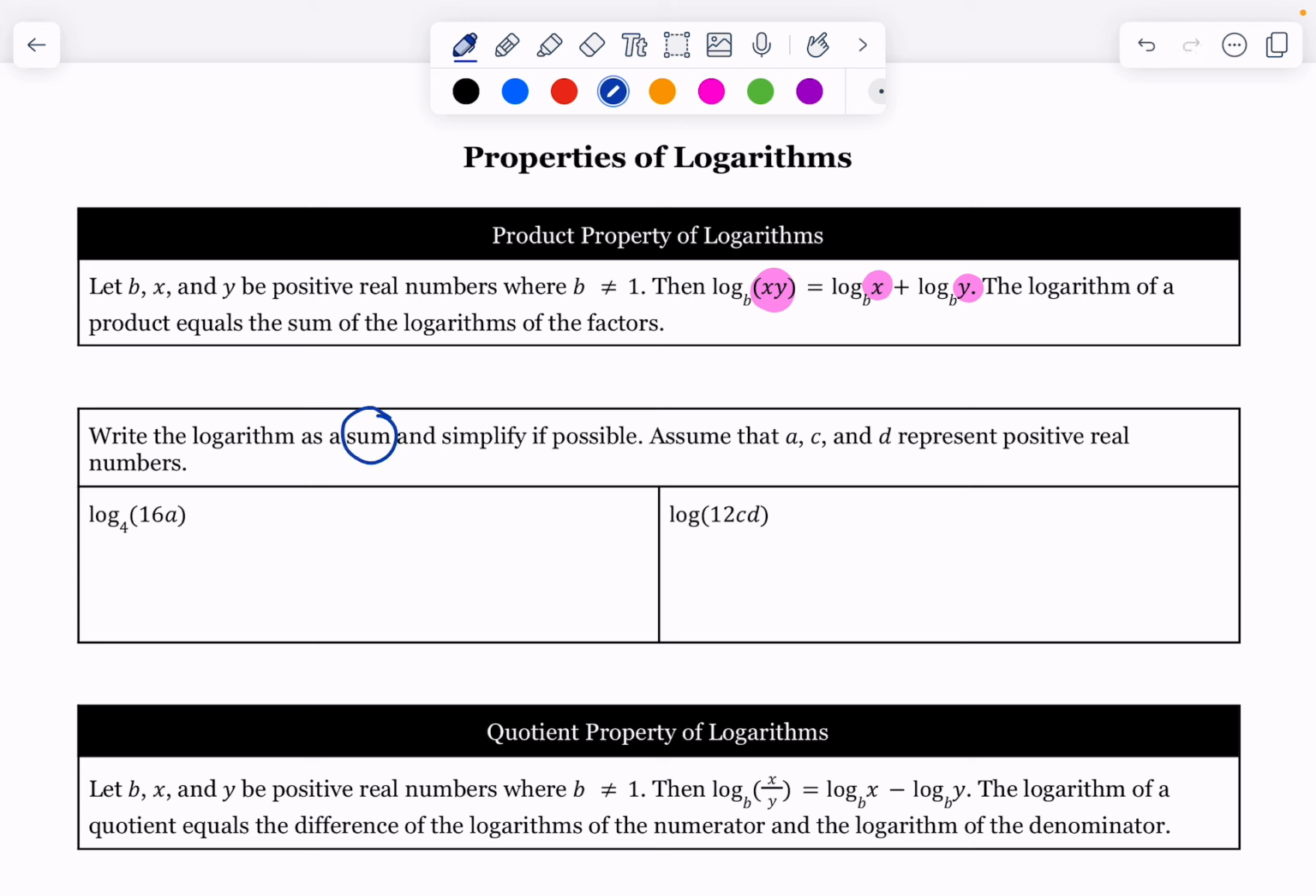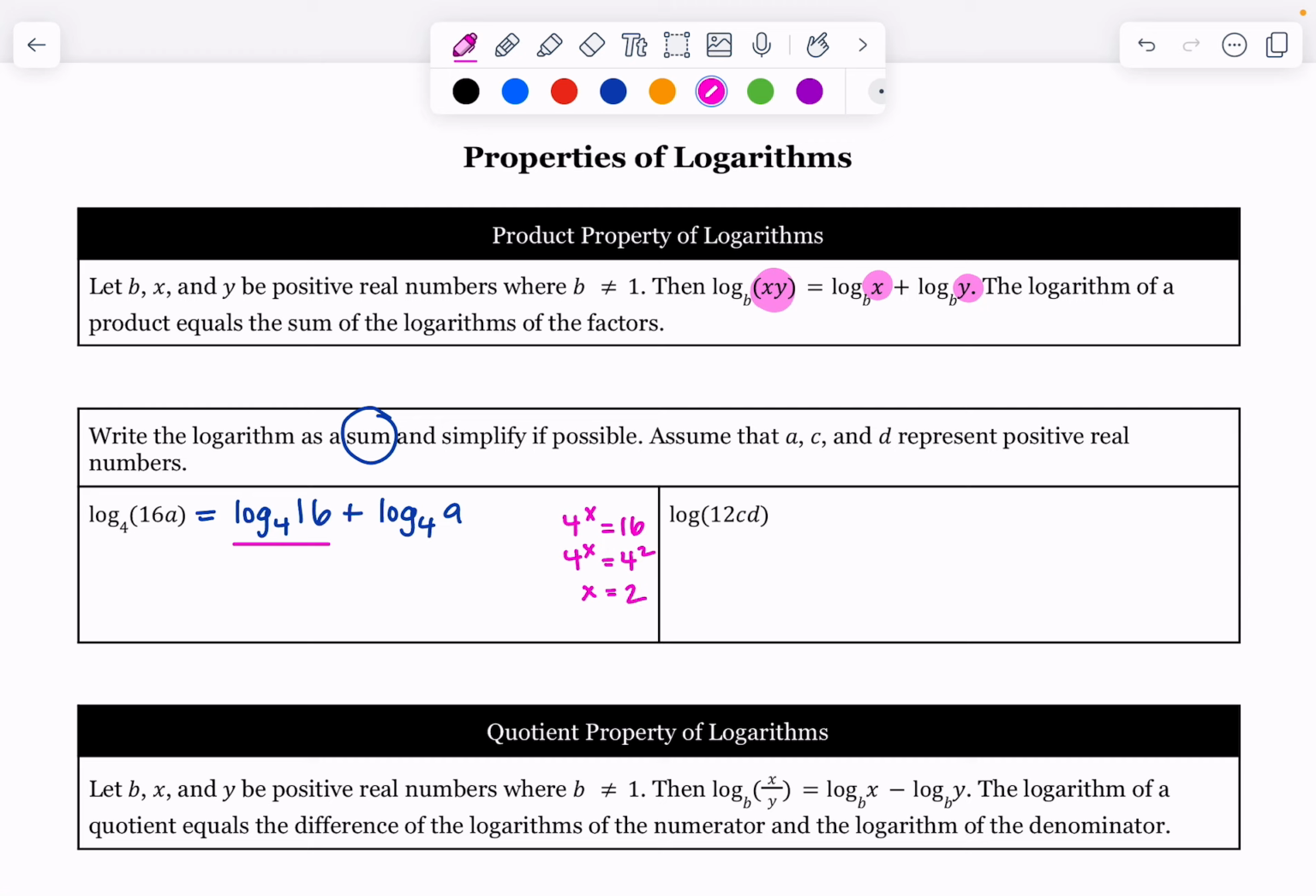So I have log base 4 of 16a, and what that says is 16 times a, so we can break that up with addition. So this is equal to log base 4 of 16 plus log base 4 of a. This says simplify if possible, so over to the side, if I have log base 4 of 16, I'm going to use pink. What that means is 4 to the something equals 16. And if I get 16 with the base 4, that would be 4 squared. And now that I have base 4s on both sides, that means that x is equal to 2.